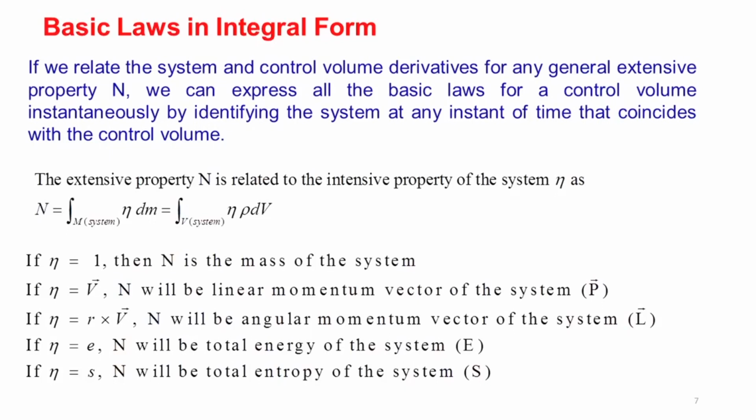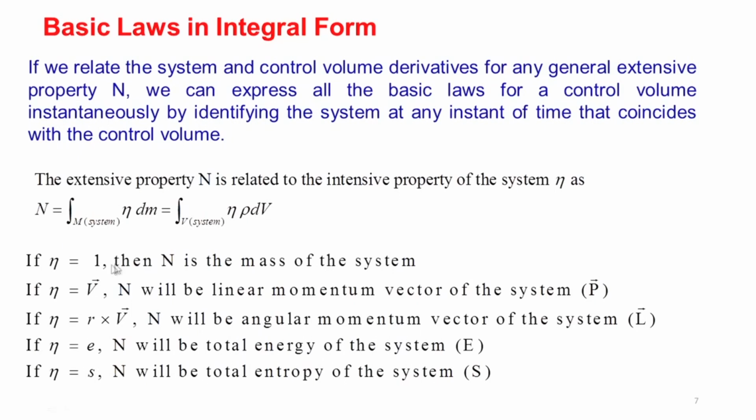Now, you can see that by substituting different values for eta, you get different governing equations. For example, if you substitute eta equal to 1, the resulting corresponding extensive property is actually the mass. So, if you put eta equal to 1, it is the integral of rho dV. You know rho is the density in kg per meter cube and dV is in meter cube, and the product of them will give you mass. So, that N is actually mass and that will give you the mass equation in integral form.